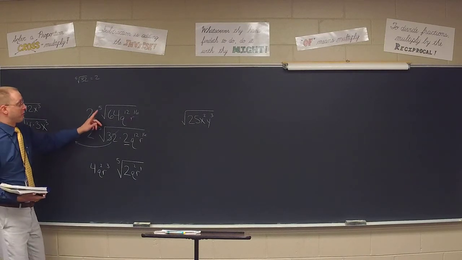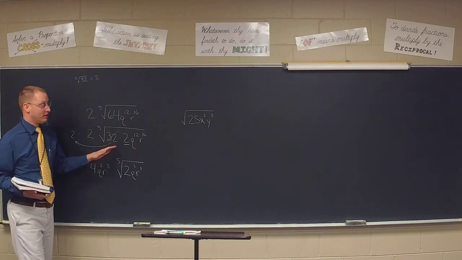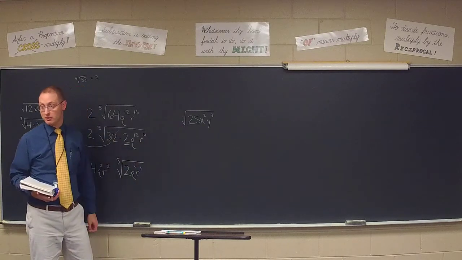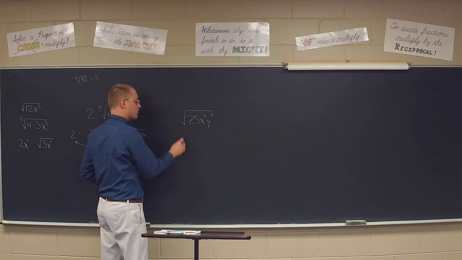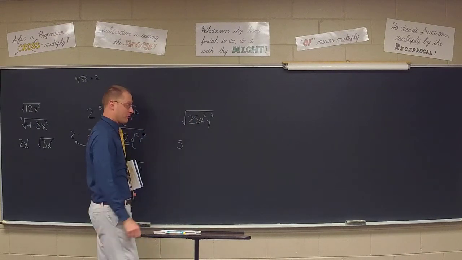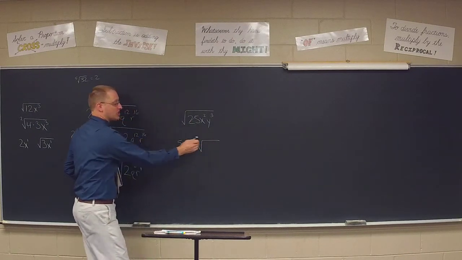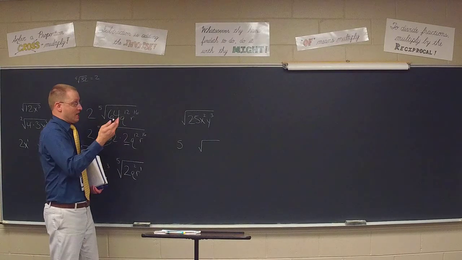I couldn't take the 5th through to 64, so I had to factor it. Thoughts on the square root of 25? It's just 5. I don't need to factor it. I can just take the square root and get a 5. No number needs to be left inside the radical because it came out evenly.